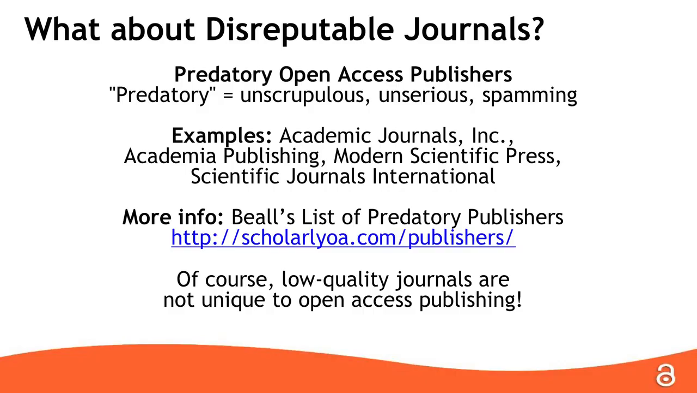So examples of some of these predatory publishers include Academic Journals Incorporated, Academia Publishing, Modern Scientific Press, Scientific Journals International. They all have these very generic or broad or innocuous sounding names. So, worry a little bit when you see a publisher's name that's really broad or non-specific like that. It might sound innocuous, but it is not innocuous. And unfortunately, by having shady practices, these journals put the reputation of open access more generally at risk. So I wish it weren't true, but it is.